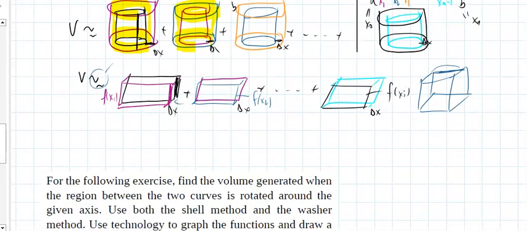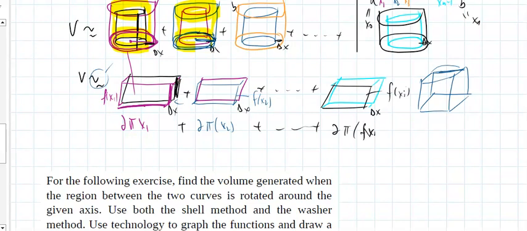If I want to know what this length is, this length resembles the surrounding of a circle. That's 2 pi, and do you see that the radius is x sub 1? When I get to the next piece, this surrounding is the circumference of a circle. That's 2 pi, and the radius is x sub 2, and the list goes on, where this is 2 pi x sub n, and the height is f of x sub n.